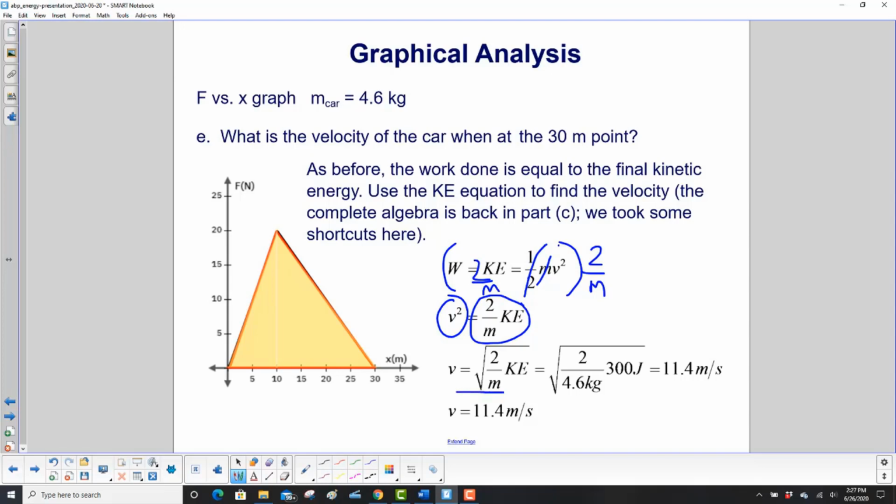Put in our values, and we get the velocity is 11.4 meters per second. And that's faster than the previous problem where we were just going to 10 meters. And that's good because we have this force being applied. It should be accelerating it the whole time. And it does.